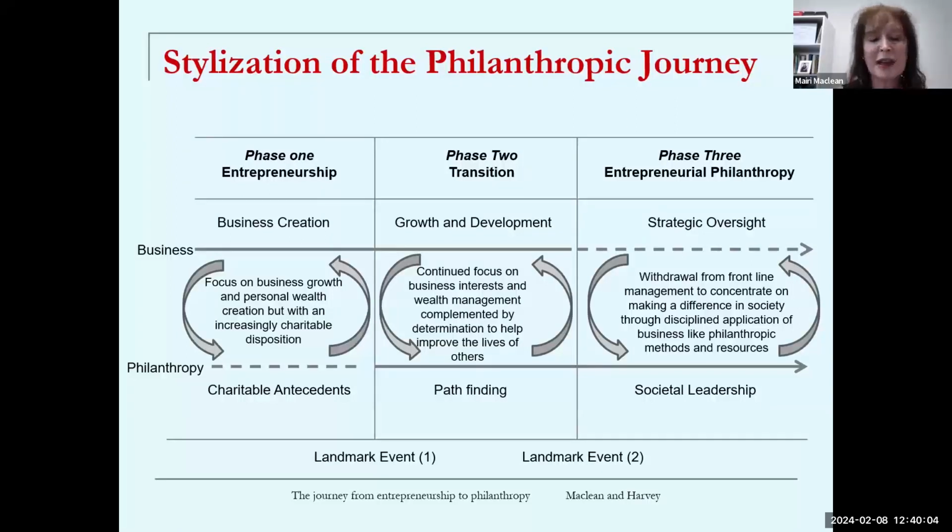At the bottom, you see we've put landmark events. So there can be more than one of these landmark events. There could be selling a business and some other kind of dramatic event. So obviously dispositions are important in the charitable antecedents aspect.